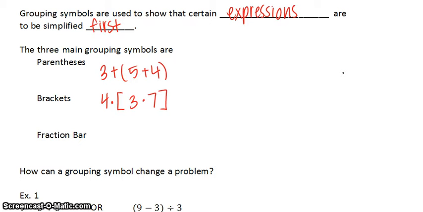Okay. And the fraction bar. So we have that. So it's 15 minus 3 divided by 7 minus 4. So you would do the top first, the bottom first, and then you would divide, even though order of operations says divide first. But you've got to use the grouping symbols first, okay?